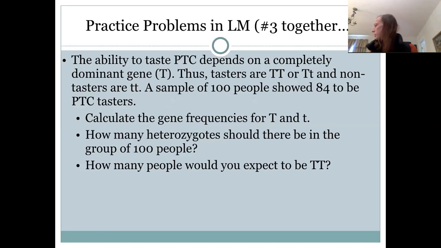Next, I skipped to question number 3, the ability to taste PTC. So you're gonna work through number 2 on your own, okay? I think it's similar to number 1.